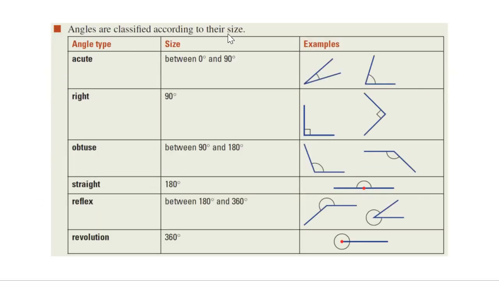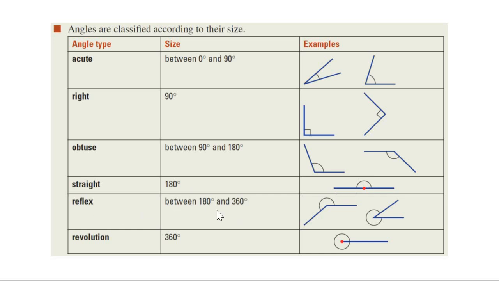Now, angles are classified according to their size. So, what is an acute angle? See over here. Acute angle, the measure is between 0 and 90 degrees. Next, right angle, you see like this, which we have just shown you, okay, or this. Next, obtuse angle, where the measure is between 90 and 180 degrees. Next, straight angle, which is just like this, a straight line. So, this is 180 degrees.